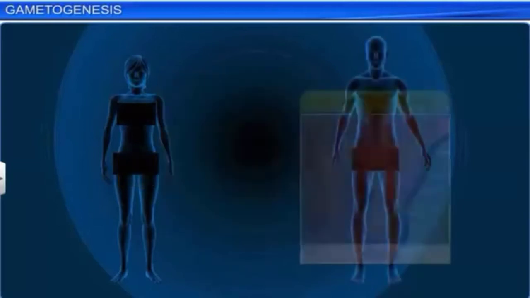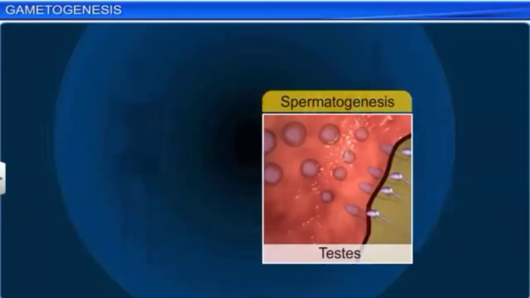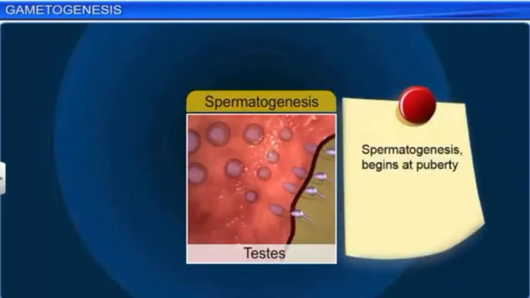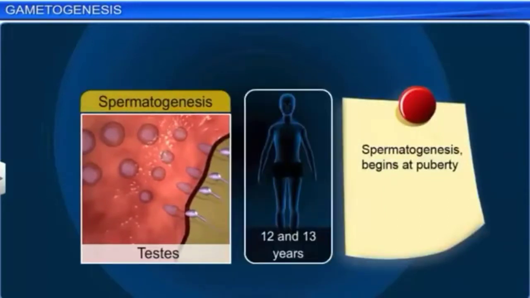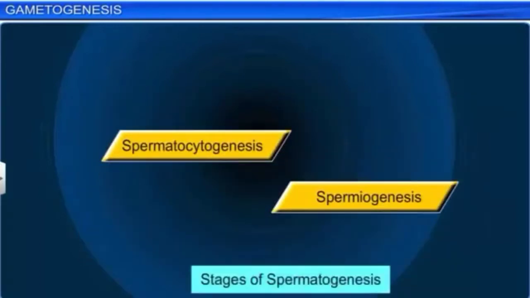Interestingly, spermatogenesis and oogenesis begin at different ages. Spermatogenesis begins at puberty, usually between 12 and 13 years of age, and is divided into two stages: spermatocytogenesis and spermiogenesis.